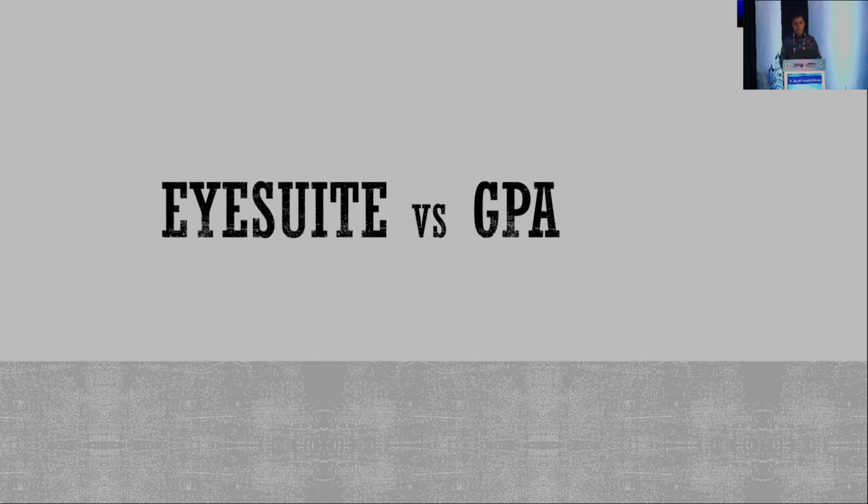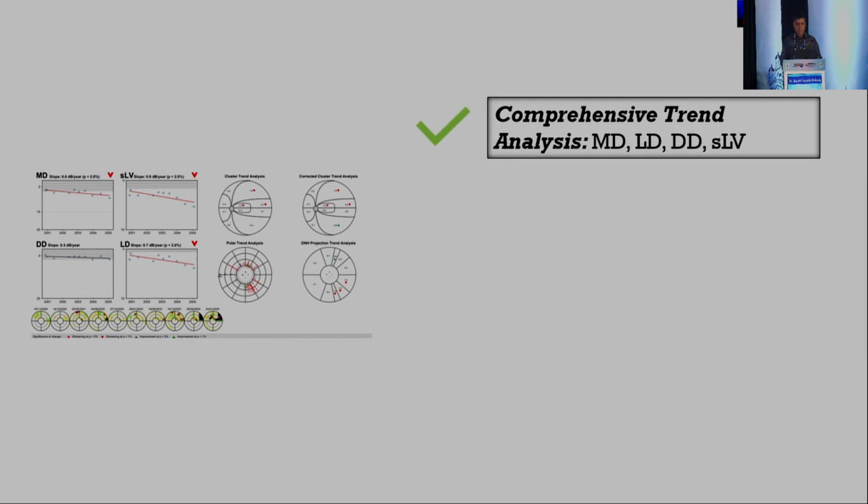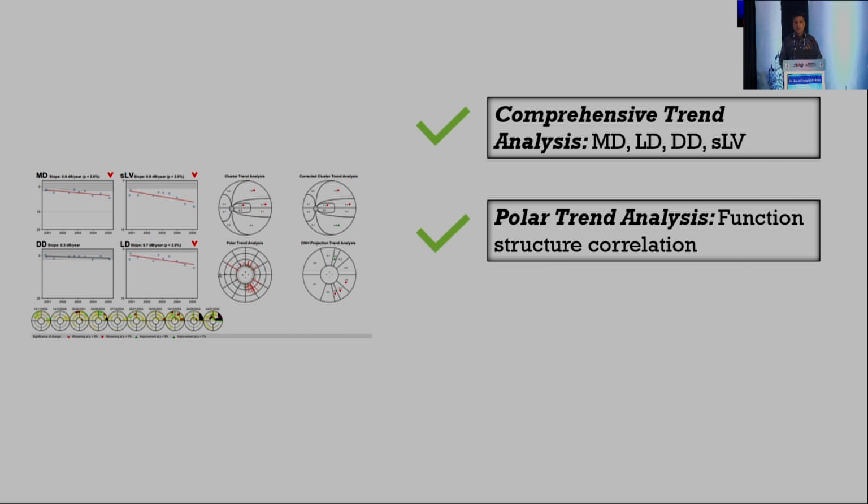Now, if you compare the IC394 versus the GPA, there are some advantages versus disadvantages. First of all, an advantage is that it's a more comprehensive trend analysis. The GPA gives you the visual field index only. This gives you all the 4 indices. Now, the polar trend analysis again gives you a function-structure correlation, which is pretty unique.